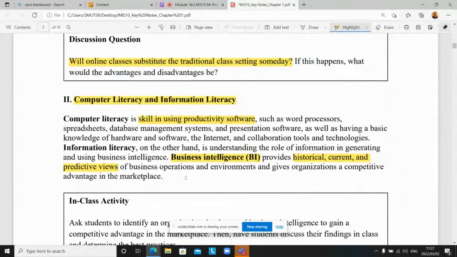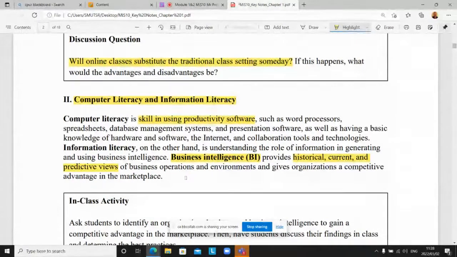So we're going to look at business behind us, what is happening at the moment in the company, and what can we predict. So you can try and predict an inflation rate, you can try and predict your gross and net income for the next year, so on and so forth, market share, all of those things. So we have a very distinct difference between computer literacy and information literacy. And information literacy is directly related to business intelligence.